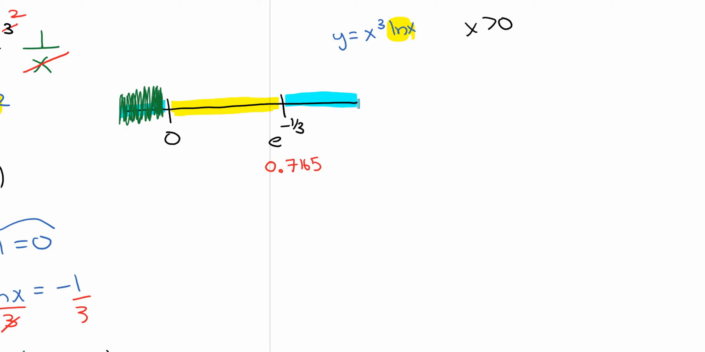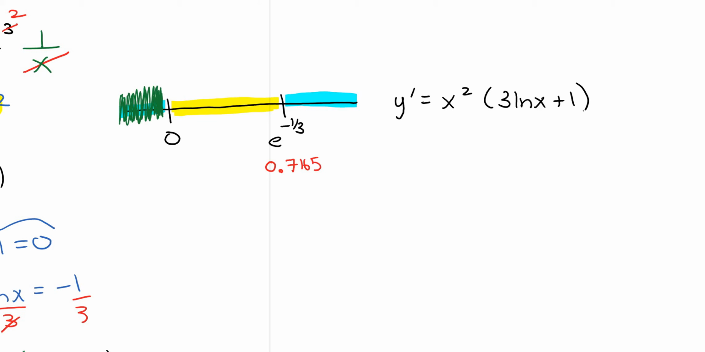So those are the numbers that we want to test. Those are the regions that we want to test to finish off this problem. And remember, we are substituting numbers back into the derivative, which was x squared bracket 3 ln x plus 1. It's always best to use the factored form of the derivative.